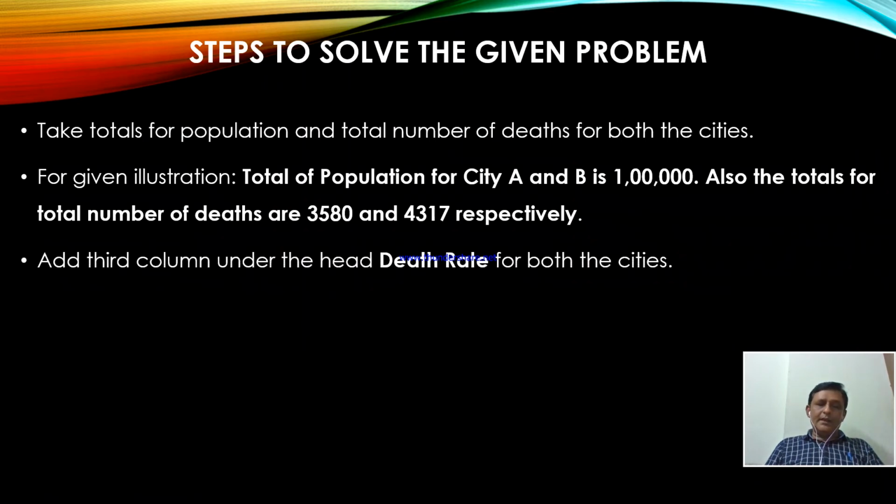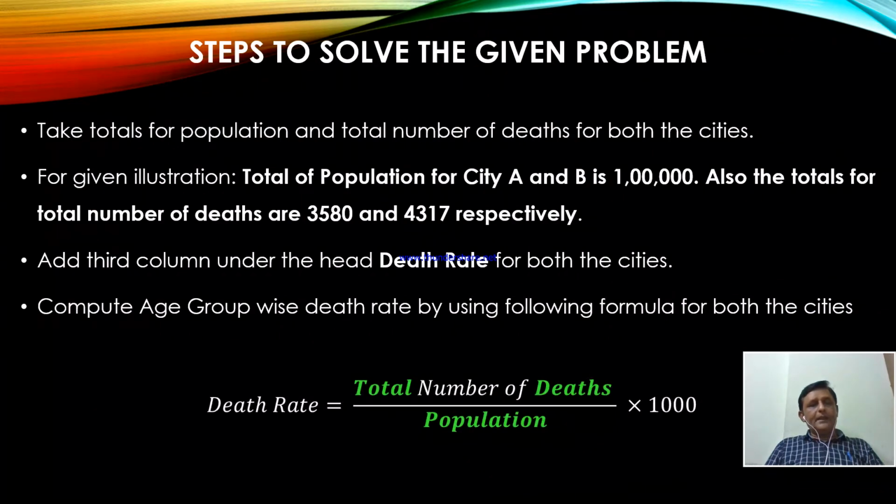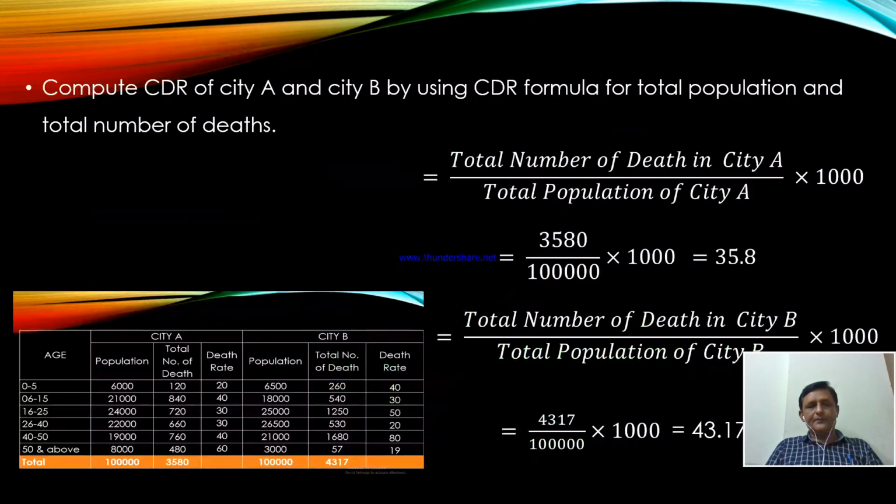So what we did then? When we completed the totals, we added one more column for death rate calculations, and then we computed the age group wise death rate for city A and city B, right? By using this formula, we added: death rate is total number of deaths divided by population into 1000. Now compute CDR of city A and city B.